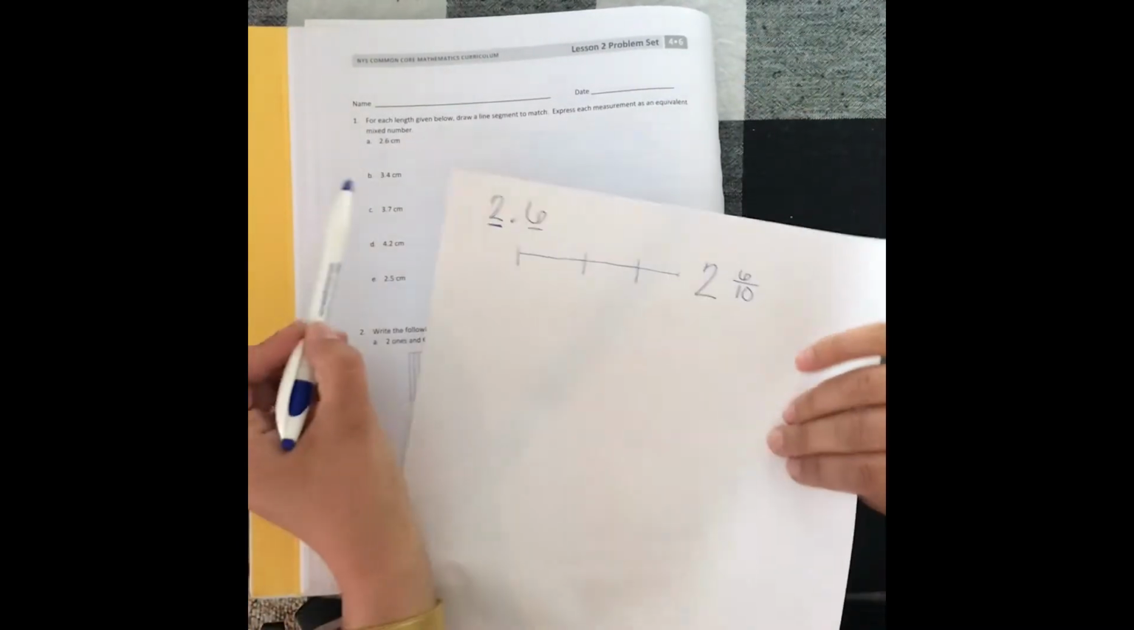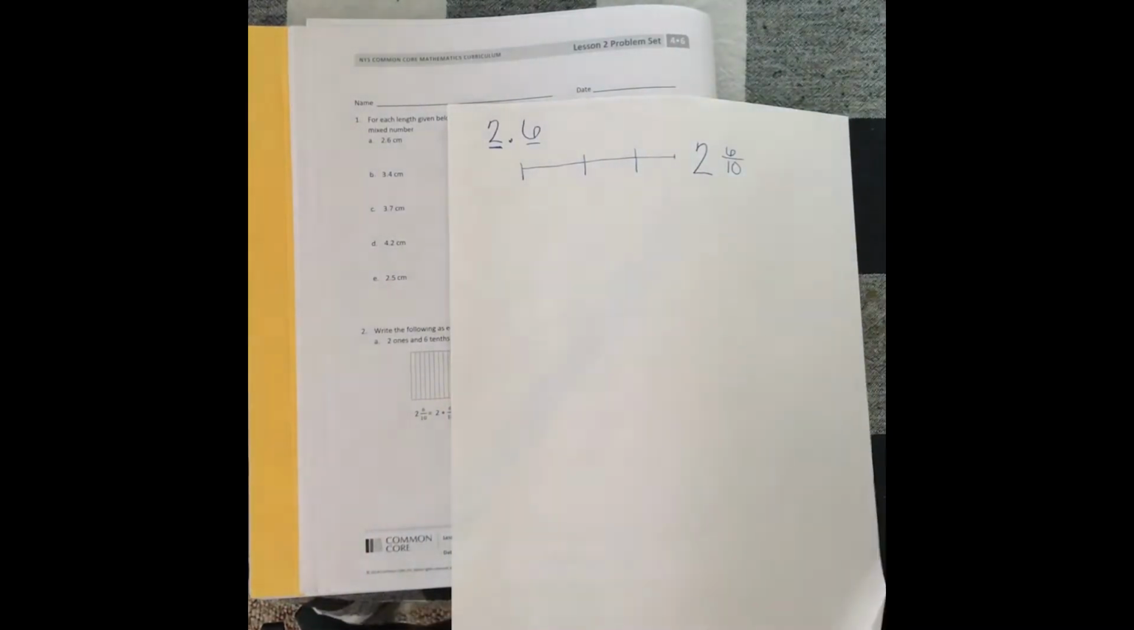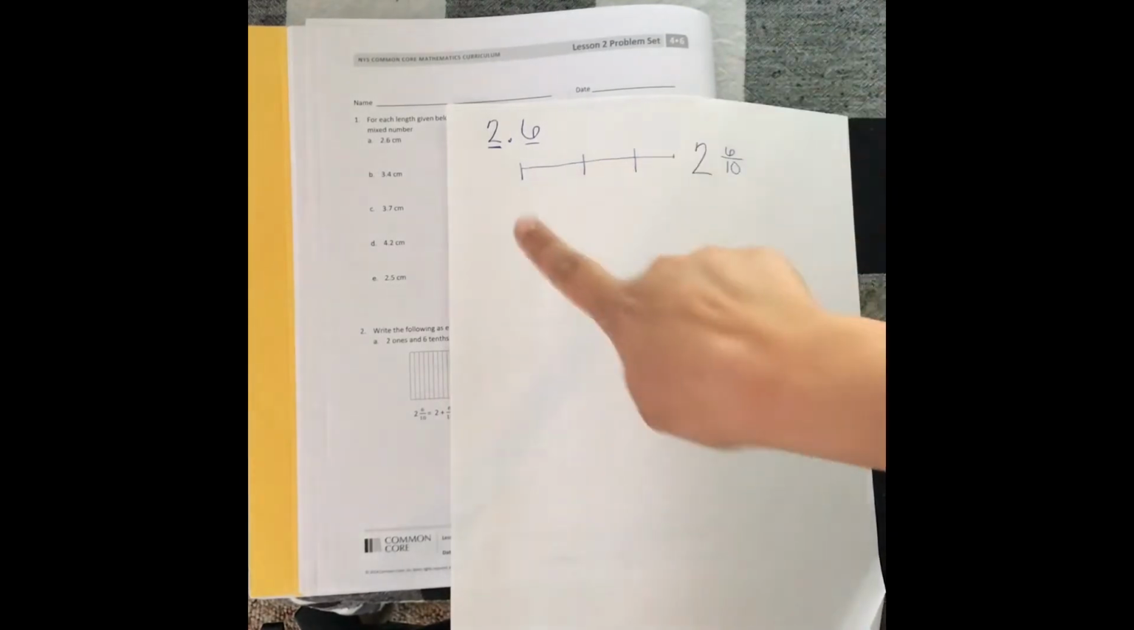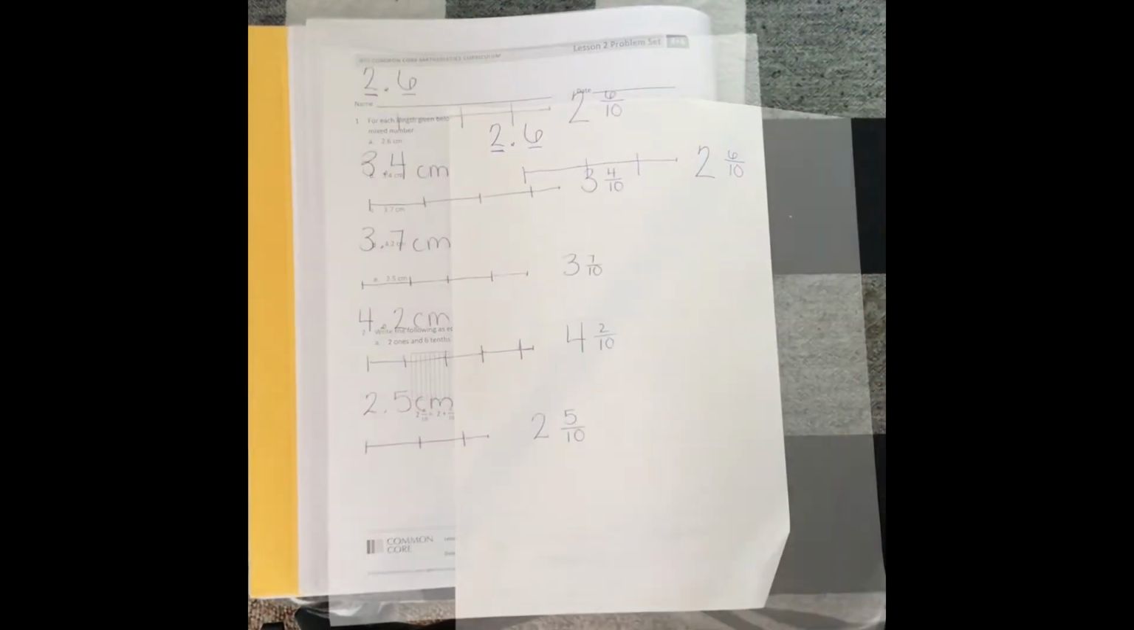We're going to go through and try B, C, D, and E. If you want to do them and then check back with me, go ahead and pause your video. We're going to do the line segments and write it as a mixed number.